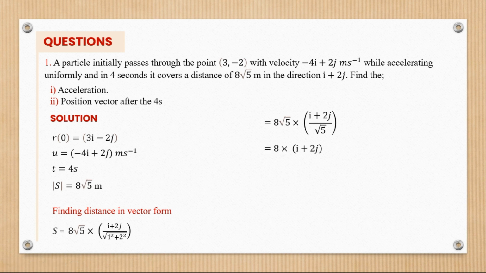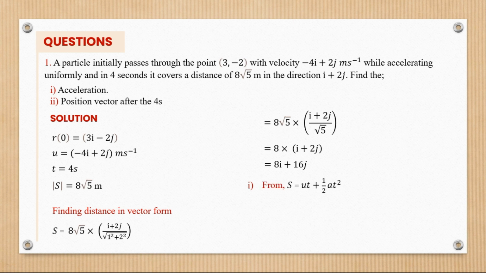When I multiply, I can see that this √5 and this √5 cancel, and I'll be left with 8 times i plus 2j, which is 8i plus 16j meters. That is the distance put in vector form. Now that I know that distance in vector form, I can work on finding the acceleration.